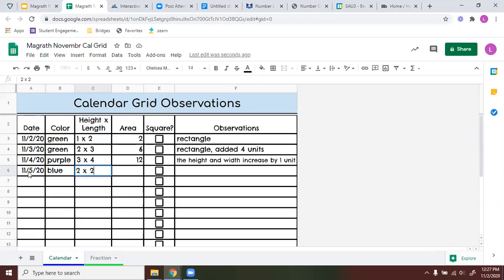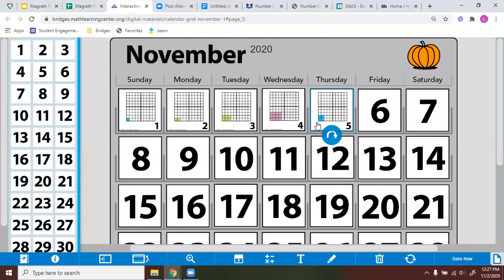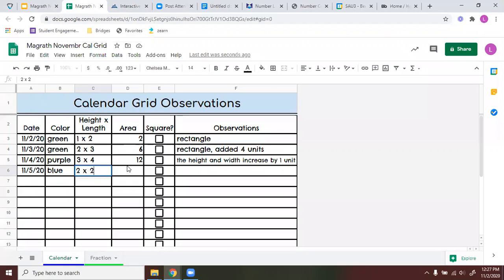So again, going back to that array where we're looking at the height and the length, or the height and the width, and also connecting it to our rows and columns. When I look back at that calendar marker, I see that I have 2 rows going across, and I have 2 columns going down, and I have a total of 4 squares today. So our area is 4.